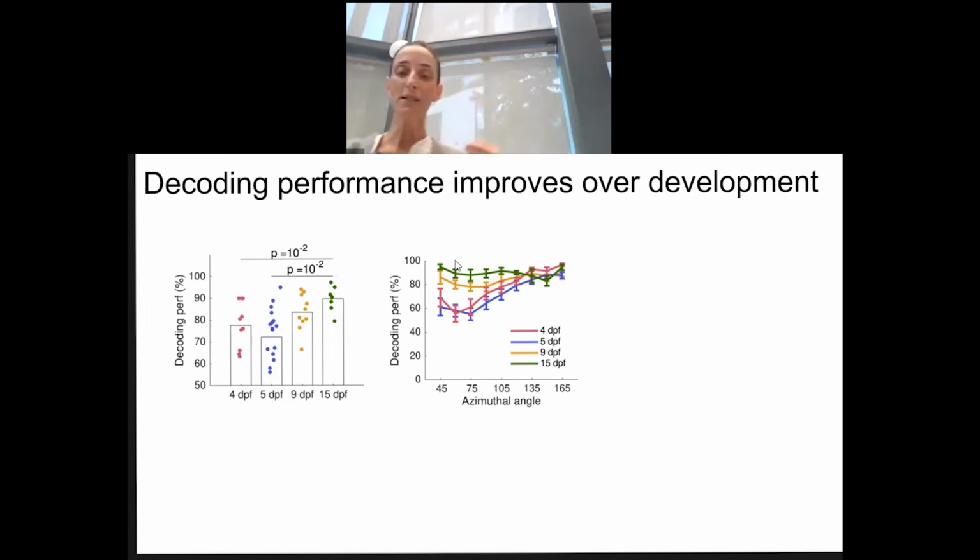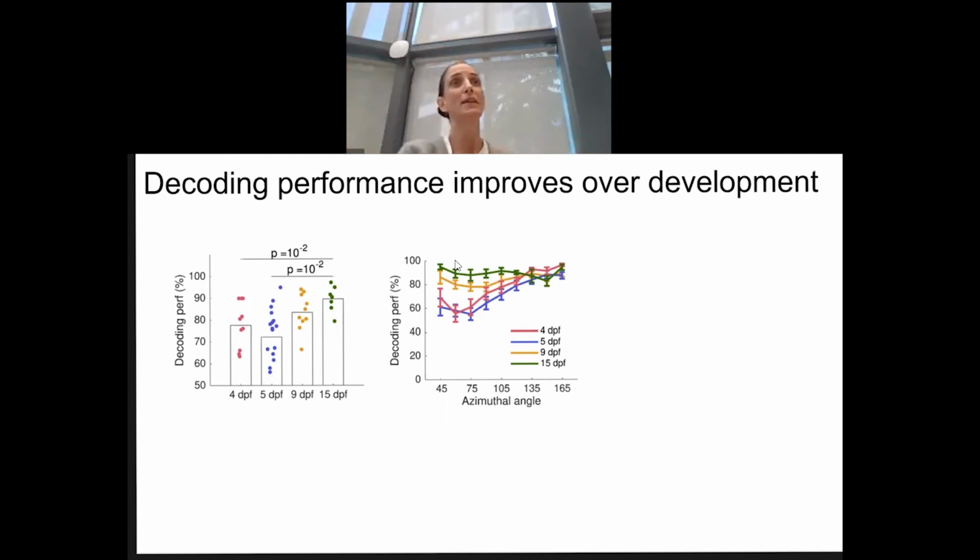So basically, so far I've shown that this animal does improve over development in hunting. They become better hunters, they become more efficient, they become more accurate. And we saw some changes in neural activity, and we see that this neural activity not only changes, but there's more information content. But now comes the question, can this change in information content or change in decoding performance be predictive of how well the animal will behave?